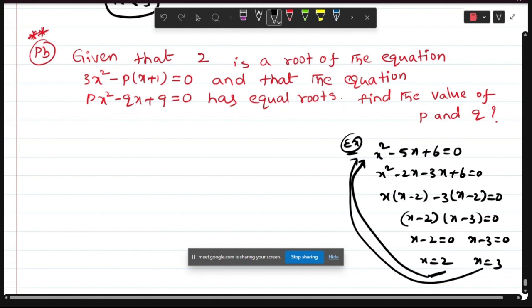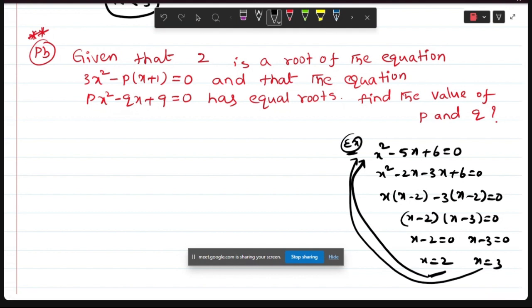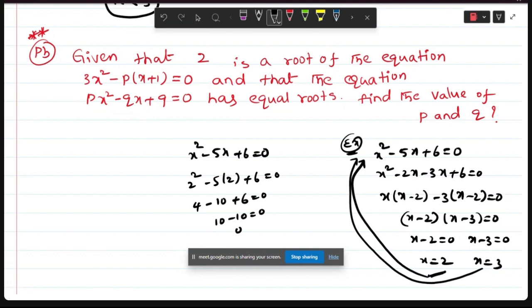How can we say that it is a root of the equation? We need to substitute these values here. x square minus 5x plus 6 equal to 0. Substitute 2: 2 square minus 5 into 2 plus 6, that is 4 minus 10 plus 6, which is 0. Yes, it is 0 only. So that x satisfies the equation, which means it is called a root of the equation.